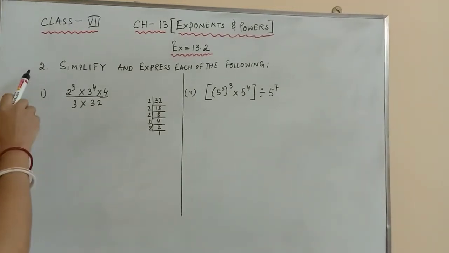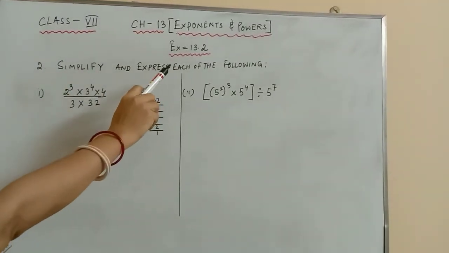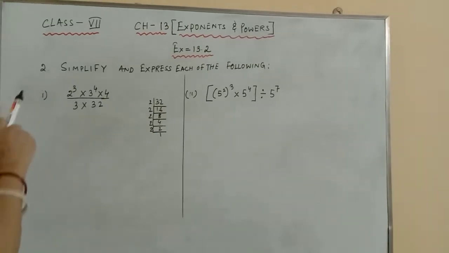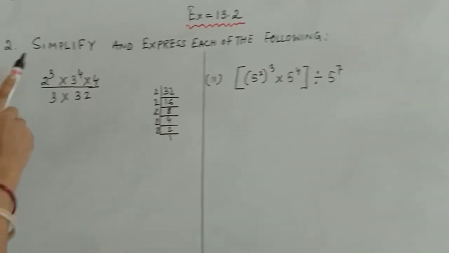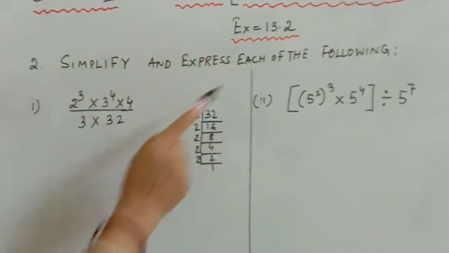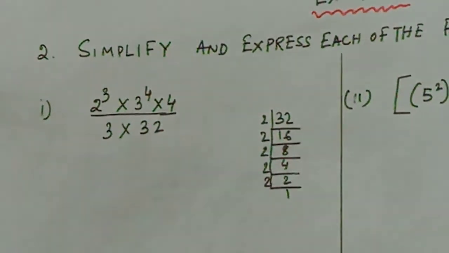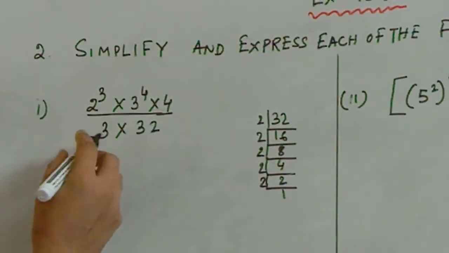Today we will do question number 2 from exercise 13.2, chapter 13, exponents and powers. In question number 2, simplify and express each of the following in exponential form.